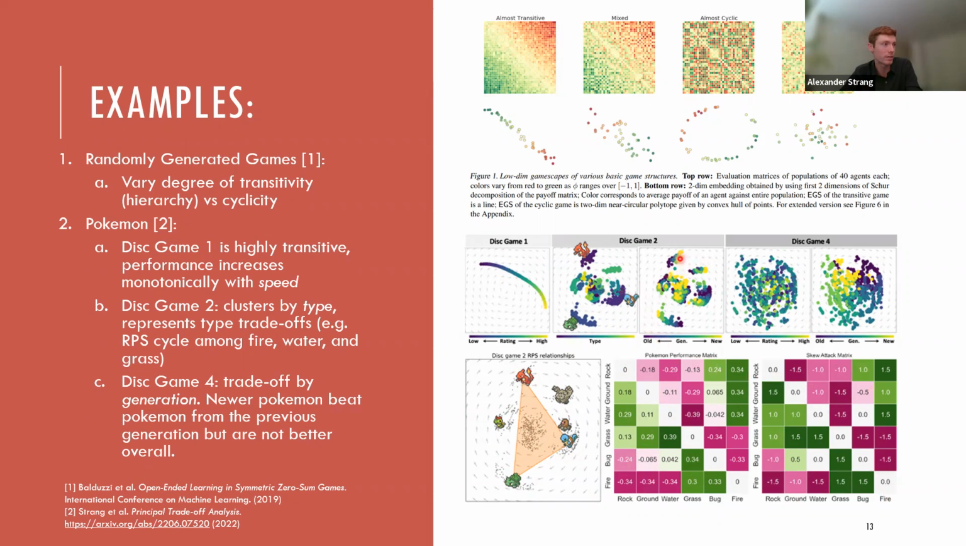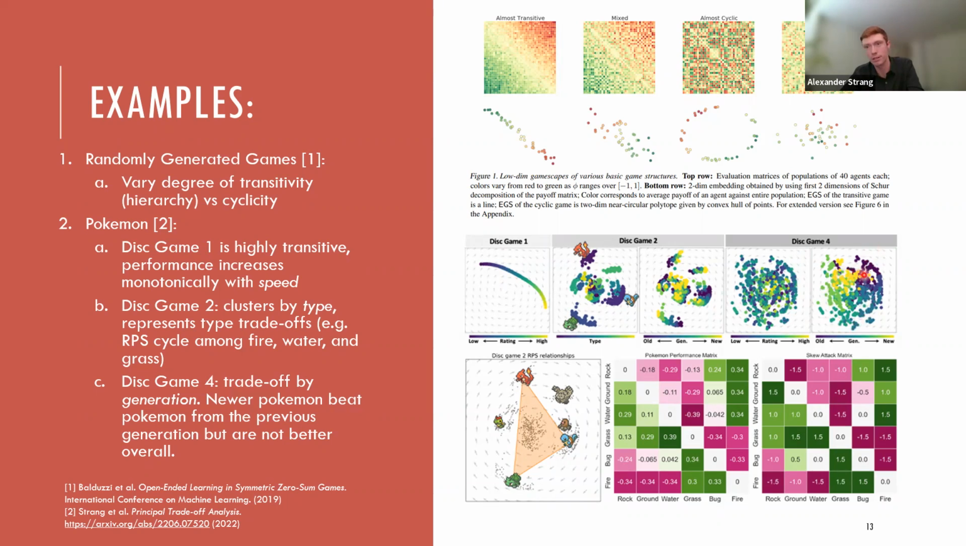So the locations of these clusters in this plane actually recover the relationships that were baked into the design of the game. This disc game was sort of surprising to us at first. It just looked sort of like a cloud. But when we color the agents by their generations, so Pokemon have been released over a series of generations, then there's this clear gradient from old Pokemon to new Pokemon.